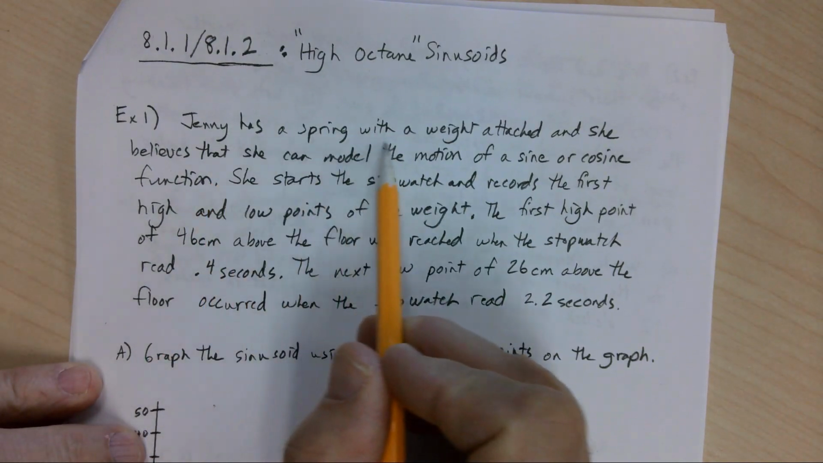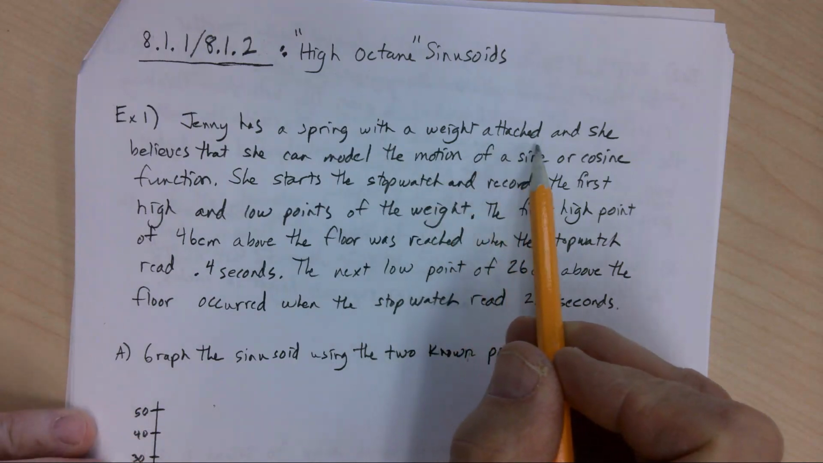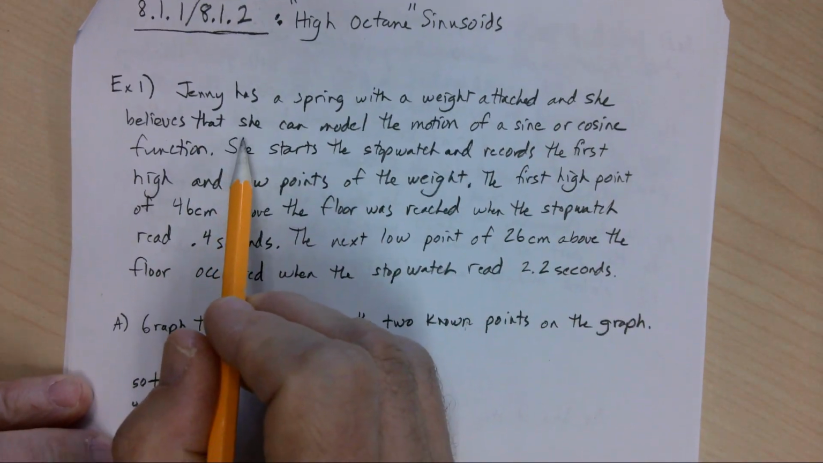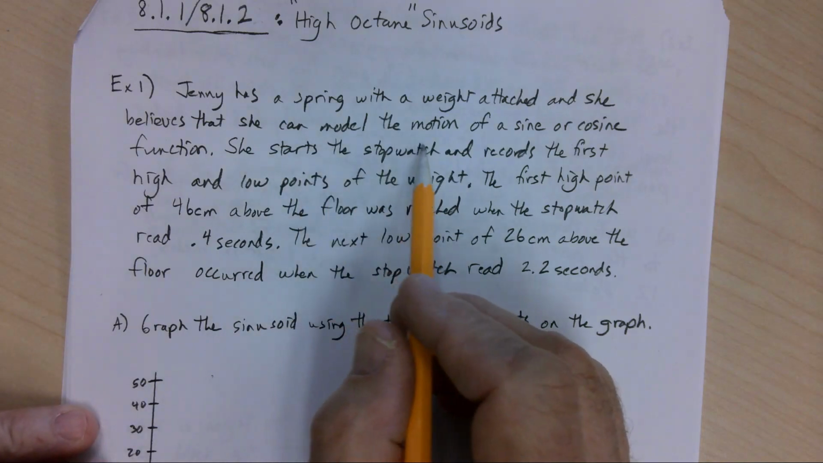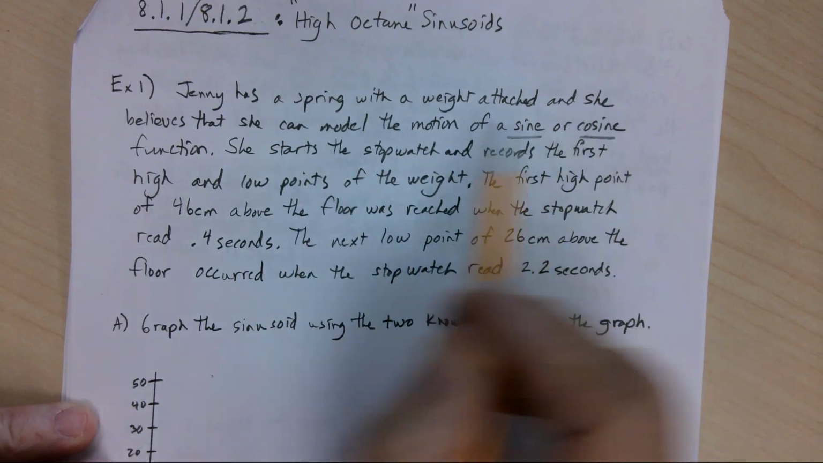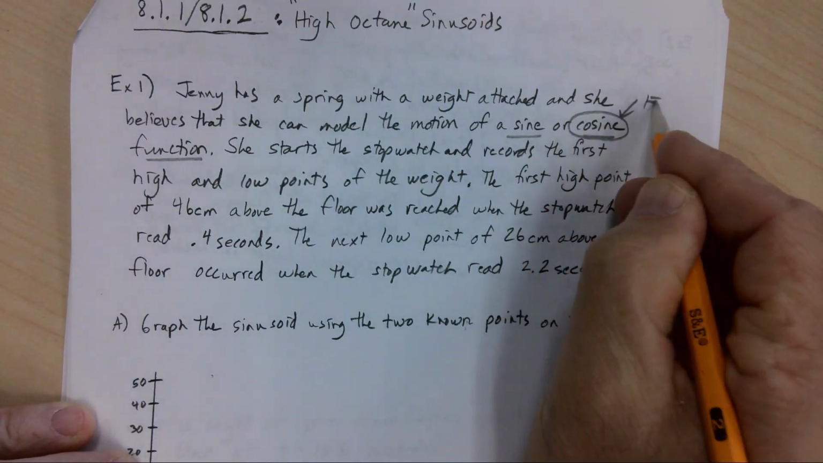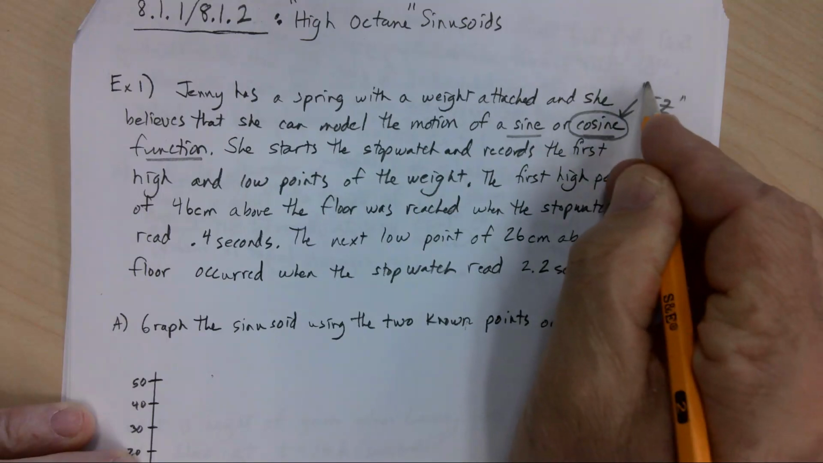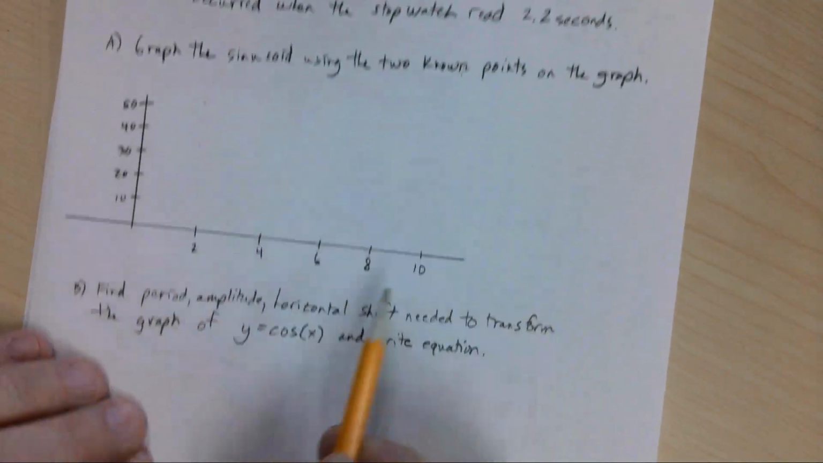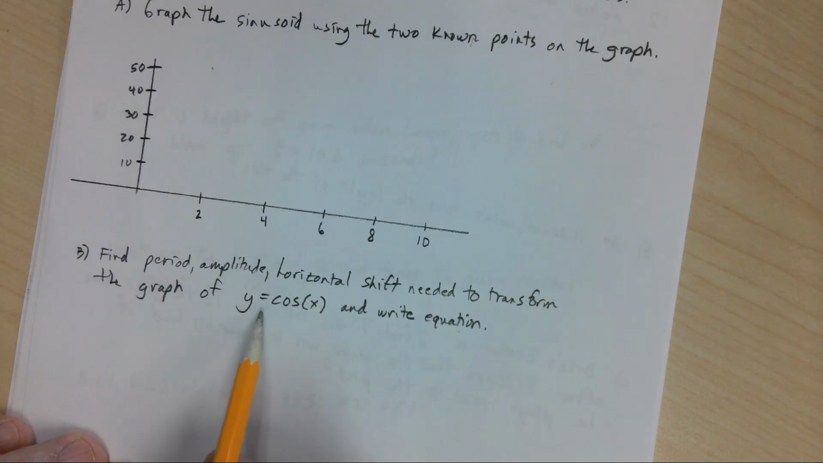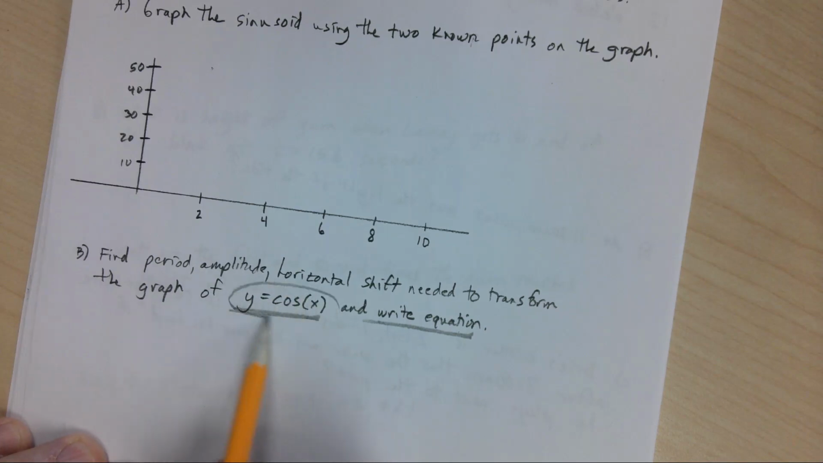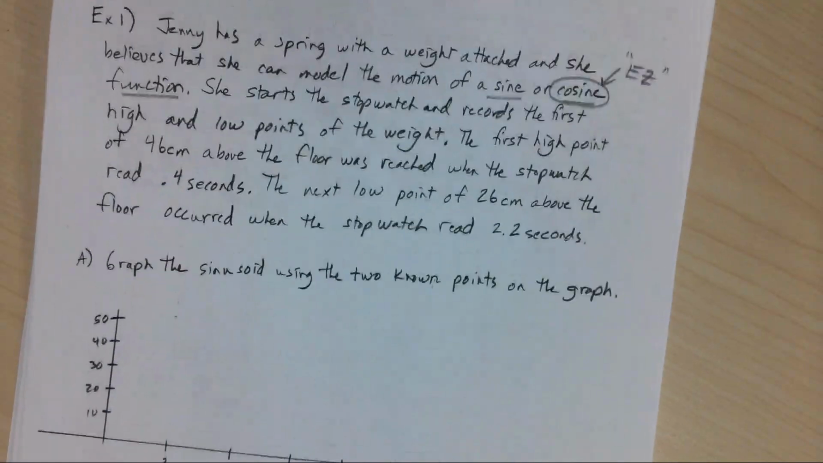Jenny has a spring with a weight attached, and she believes she can model the motion with a sine or cosine function. I'm going to give you a little hint. This, in my opinion, overall is your easiest option. They tell you down here to go ahead and use cosine to write the equation, so they already know you're going to have an easier time if you use cosine. I'll explain what I mean by that in a minute.